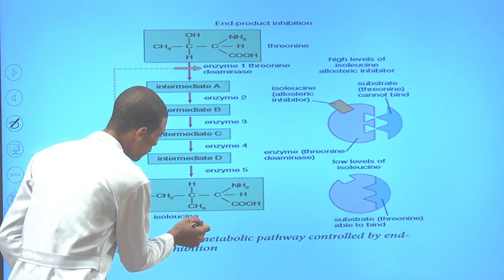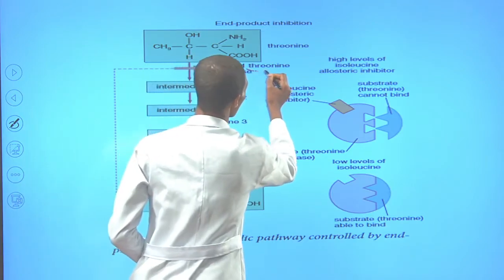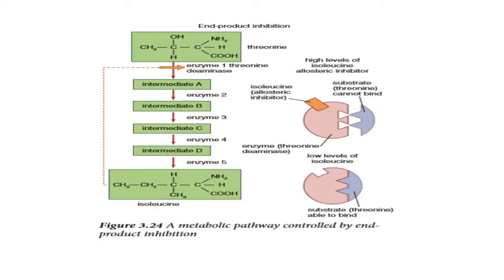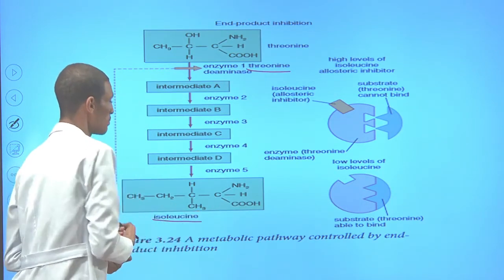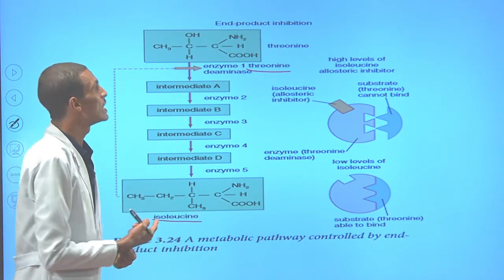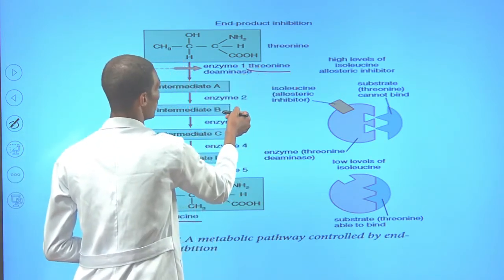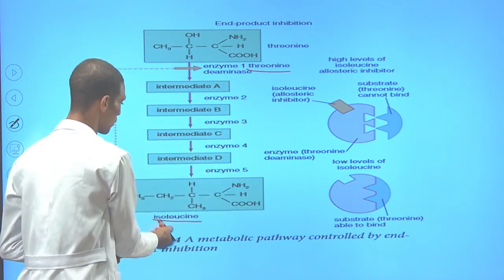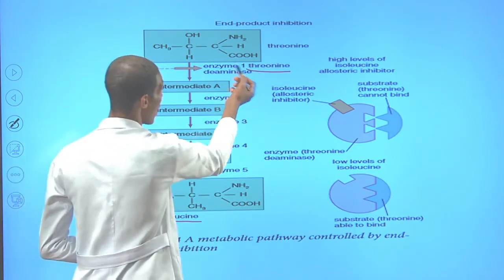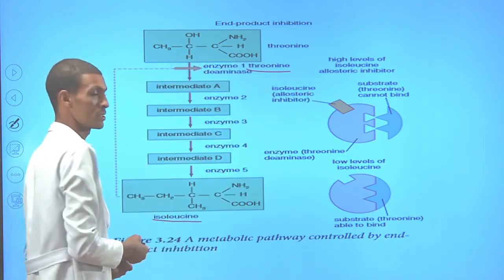So here, one type of amino acid is isoleucine, and the other is threonine. If the requirement of isoleucine in the cell increases, the concentration of isoleucine in the cell becomes reduced. This facilitates enzyme 1 to convert to intermediate B, to intermediate C, to intermediate D, finally to form this one. Enzyme 1 interacts with threonine to form another intermediate, finally isoleucine.